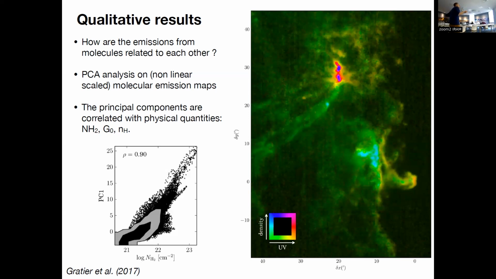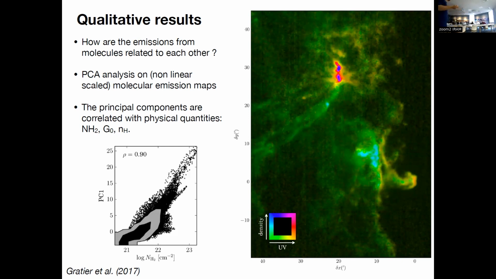And what we found is that after doing this analysis, the principal components themselves were correlated with physical quantities. For example, NH2, you see here, the principal component was correlated with NH2, but we had smaller but still present correlation with other physical parameters. So it seemed that combining the molecules in a certain way could give information about physical quantities.